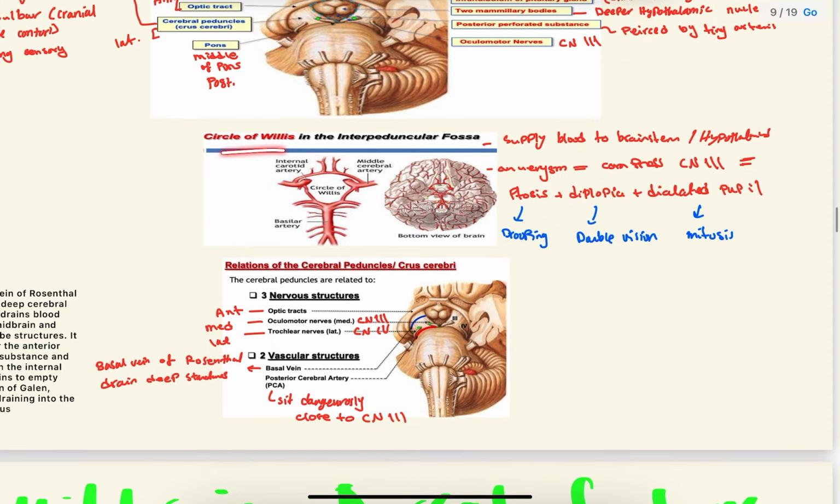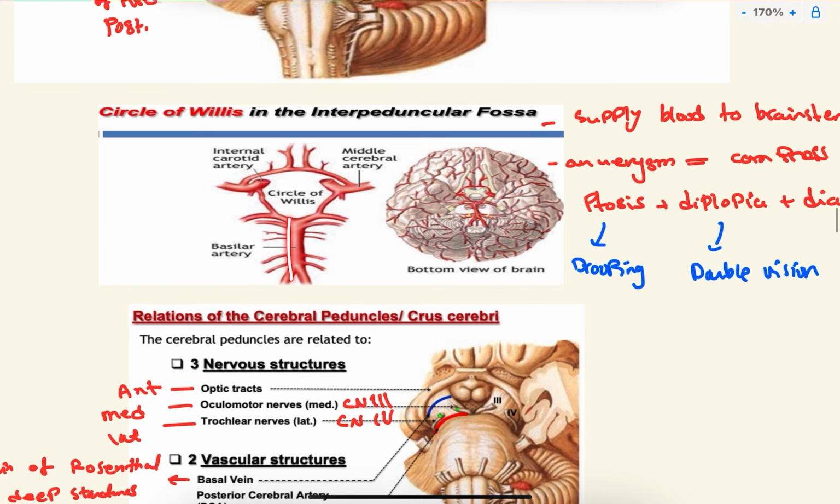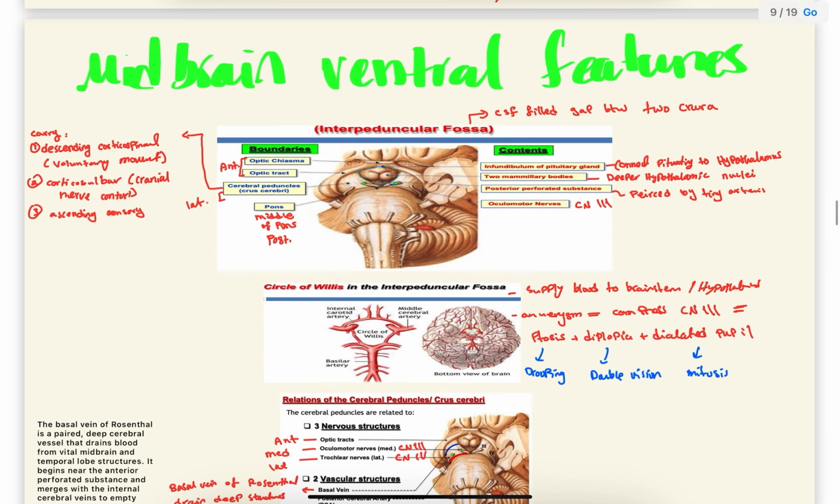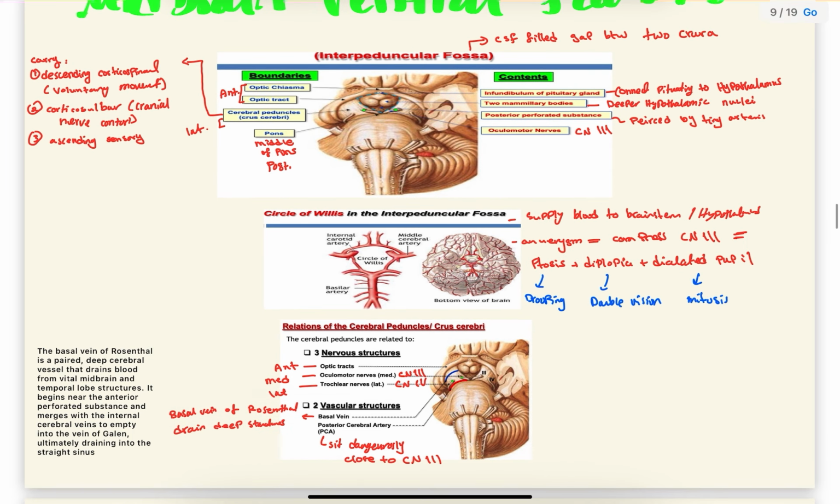Okay, now the circular furrows, which we have here, basilar artery, and then I have middle cerebral artery, internal carotid artery. What's important about the circular furrows that is seen on the ventral midbrain? Basically, it provides blood to the brainstem and the hypothalamus.